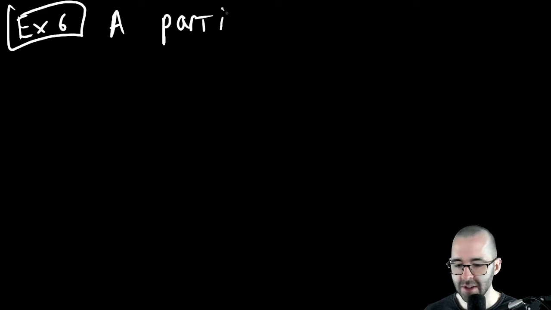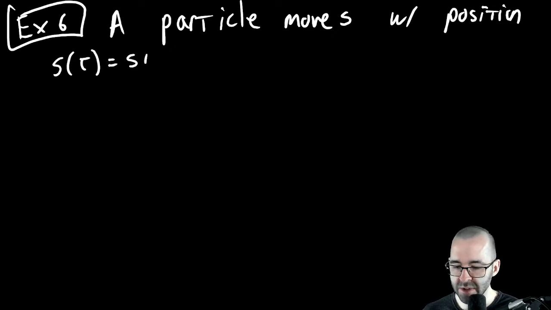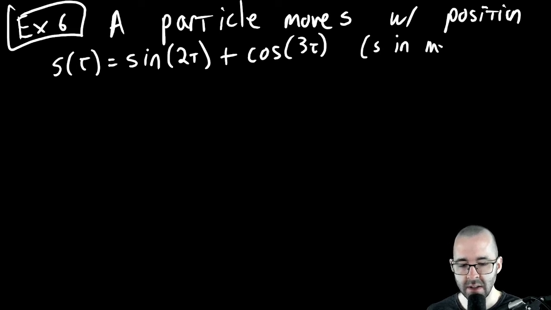A particle named Jeff moves with position s of t equals the sine of 2t plus the cosine of 3t, where s is in meters after t seconds.